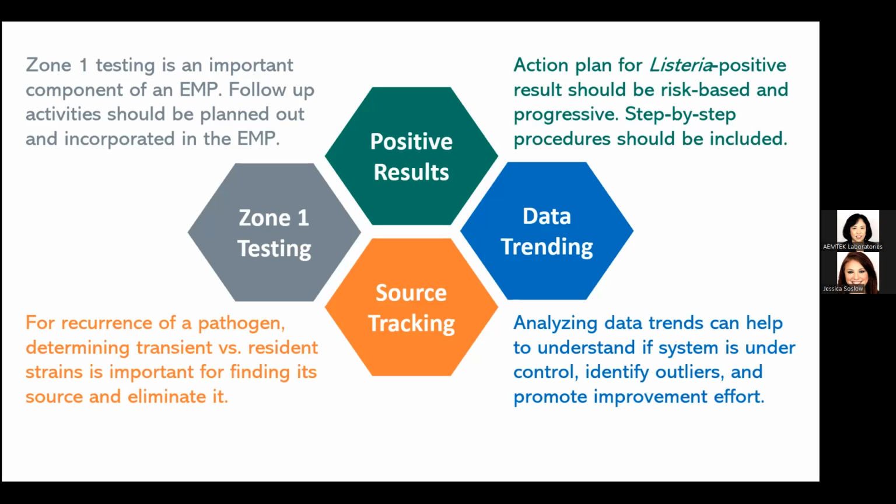And finally, analyzing data trends can help to understand if the system is under control and can identify outliers, and it can promote improvement efforts. For example, if you use indicators and on a certain day the count is high as an outlier, you might talk to your sanitation crew about what happened and how we can do better.